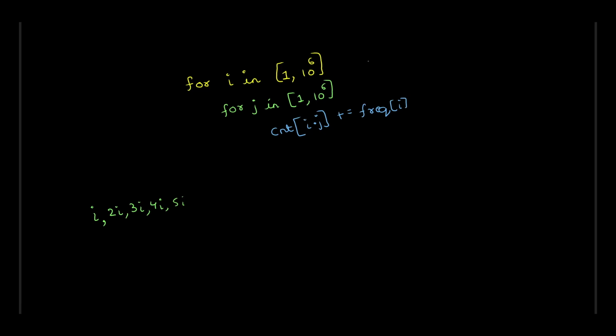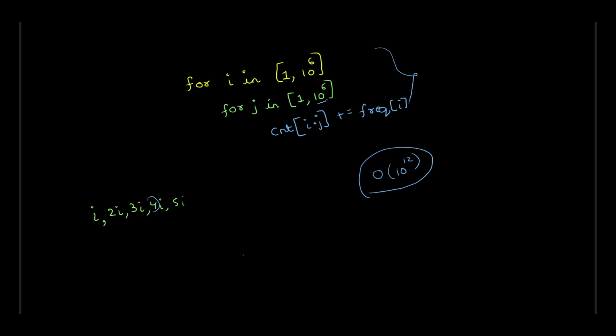So the time complexity that you see on the screen right now will come out to be O of 10 to the power 12. Now let's see if we can tune these limits even further. You can see that this j is the factor, right? J is the multiplication factor. So you don't really need to vary it till 10 to the power 6. You can write this condition like so.